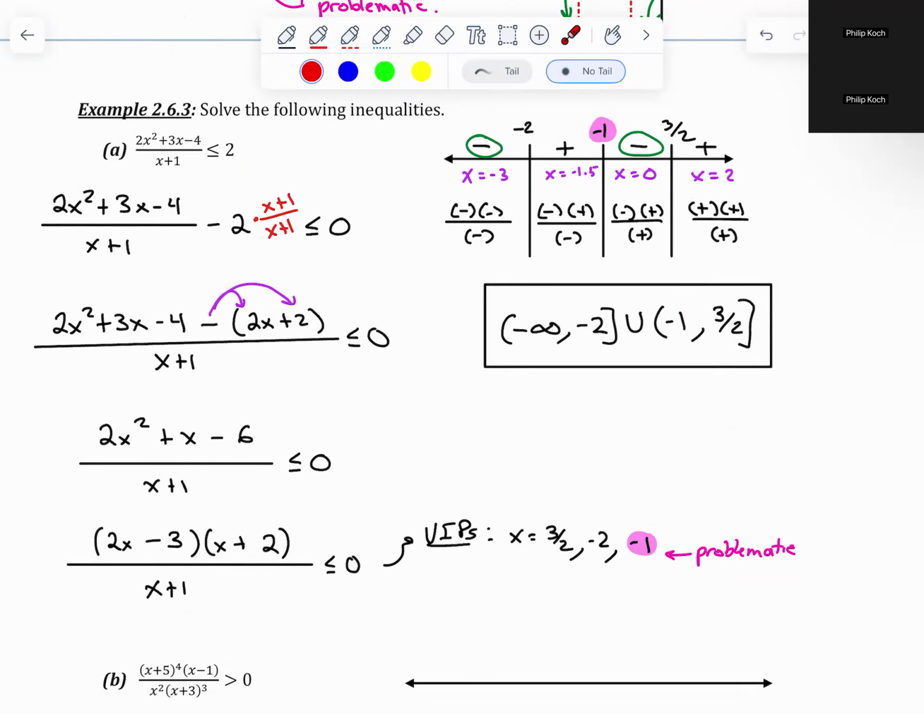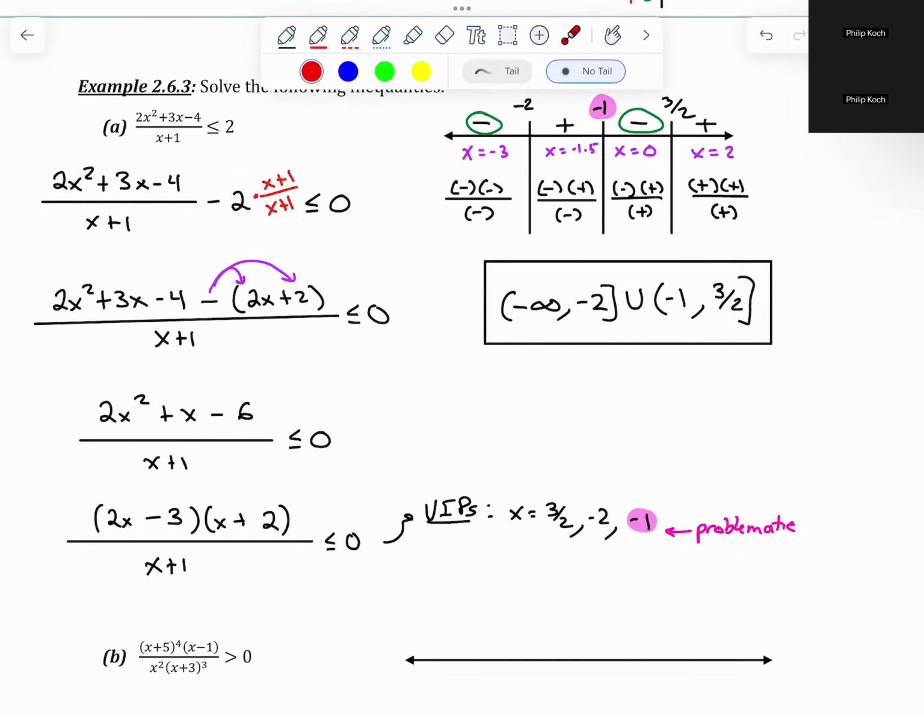We already know what our VIPs will be. Our VIPs. Is it okay if, or no, you're still working, so yeah, take your time. Since it's already factored, the VIPs are right in front of us, which is excellent. That's a nice thing about this one.